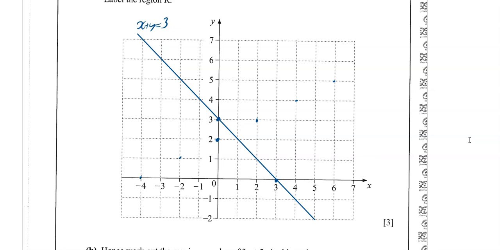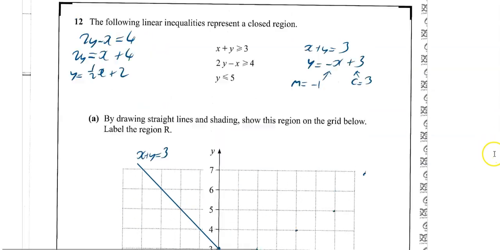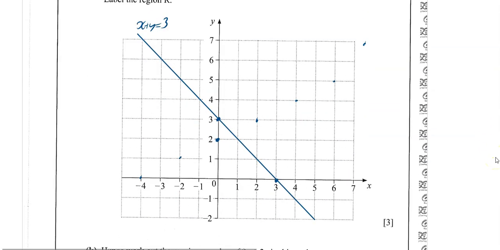Again, I'll pause the video and I'll draw this line. So this is my line, 2y minus x equals 4. I'll pause the video and draw it. Okay, so you can see that line is drawn.